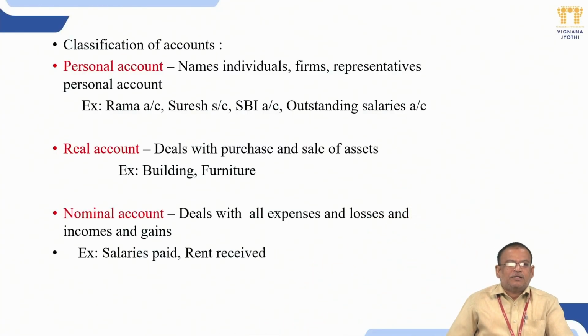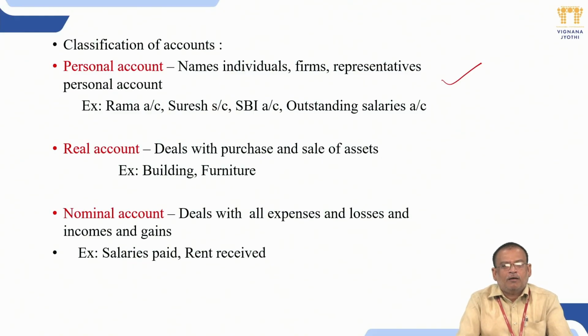So first, coming to the classification of accounts. Whatever things are available in the universe come under these three accounts. First one is personal account. Personal account deals with names of individuals, firms, and representative persons' accounts. The best examples for names of individuals: Rama account, Krishna account, Suresh account, Ramakrishna account.